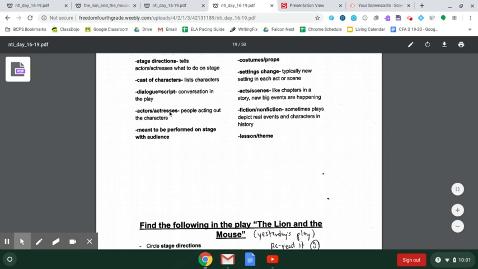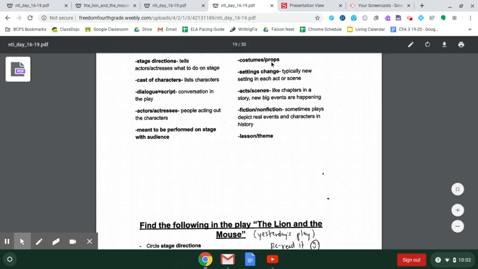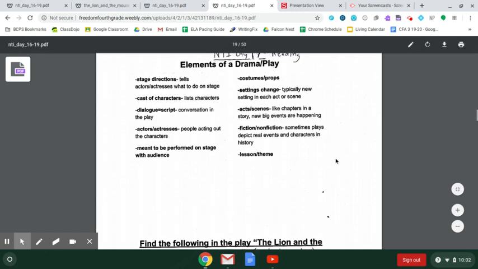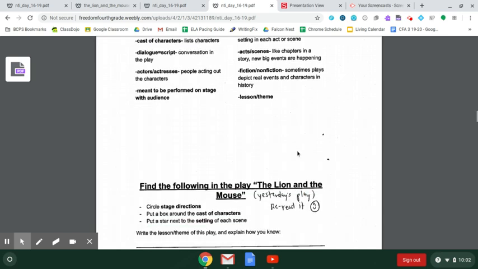Okay. We've got actors and actresses. Those are the people acting out the characters. Most plays are meant to be performed on stage with an audience. Just like in class, we perform them in the front of the room with an audience. A lot of times they have costumes. The actors wear costumes or carry props with them. Here's another thing you're going to need to know for your play today. The settings usually change. Remember, the setting is when or where it's taking place. There's typically a new setting in each actor's scene.